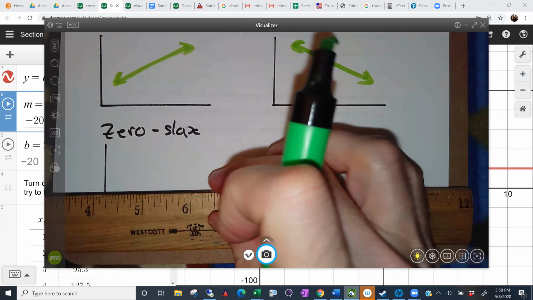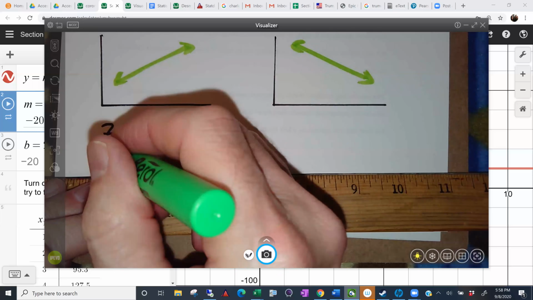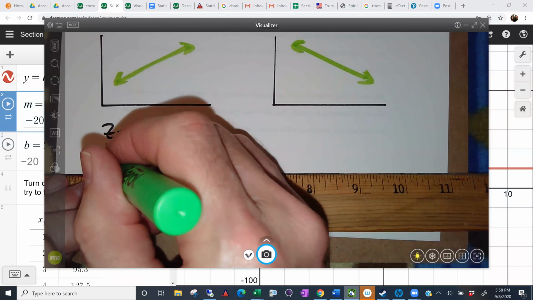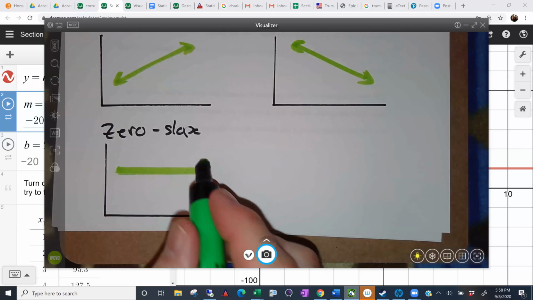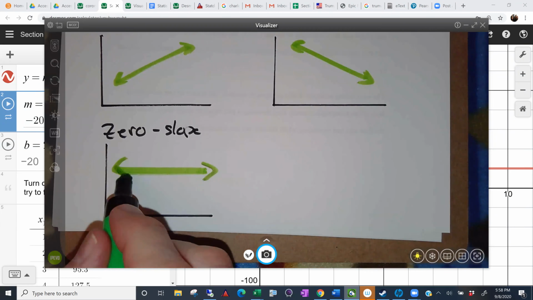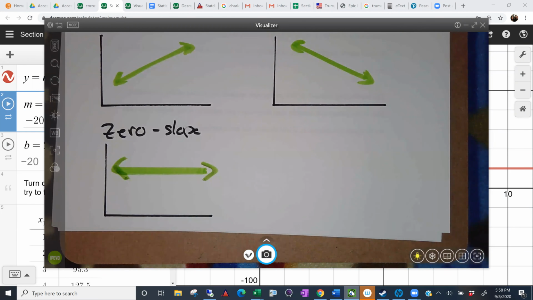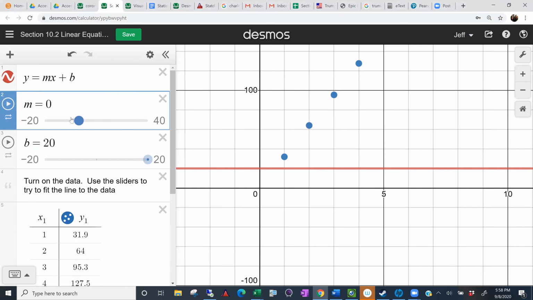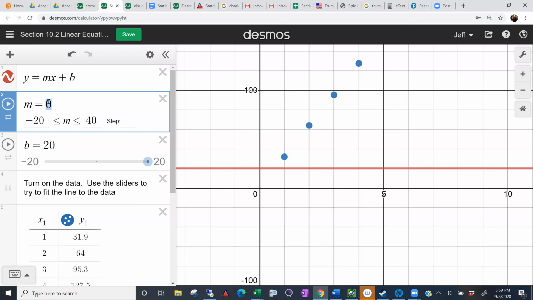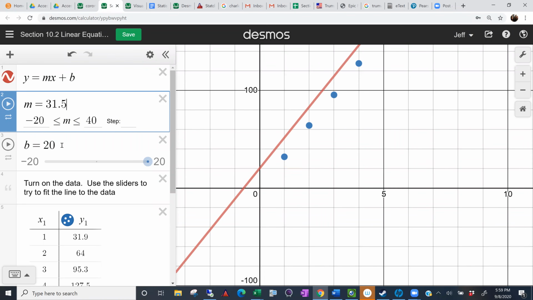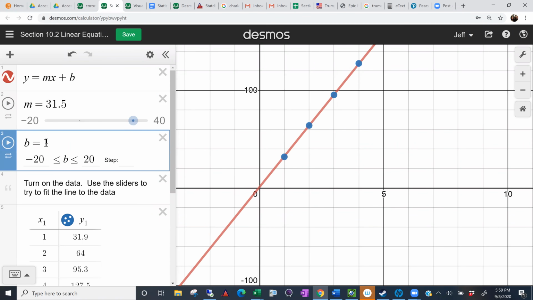So a horizontal slope would look something like this. Now, horizontal slope is kind of a statistical bummer. It's like, all right, this really doesn't do us much good. Because if we look back to our data set, then let's put in the numbers that we're given, 31.5 and 1. That's a pretty good summary of the data.